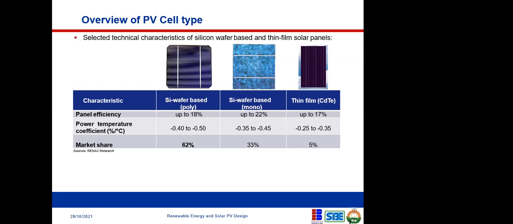Now there's what we call the power temperature coefficient. Temperature affects the efficiency of these panels. If you install these panels where you have a higher temperature, it reduces the efficiency. So we also have to look at their tolerance to these temperature changes. So there's a classification known as the power temperature coefficient, right? The polycrystalline panel can achieve up to 18% efficiency at minus.